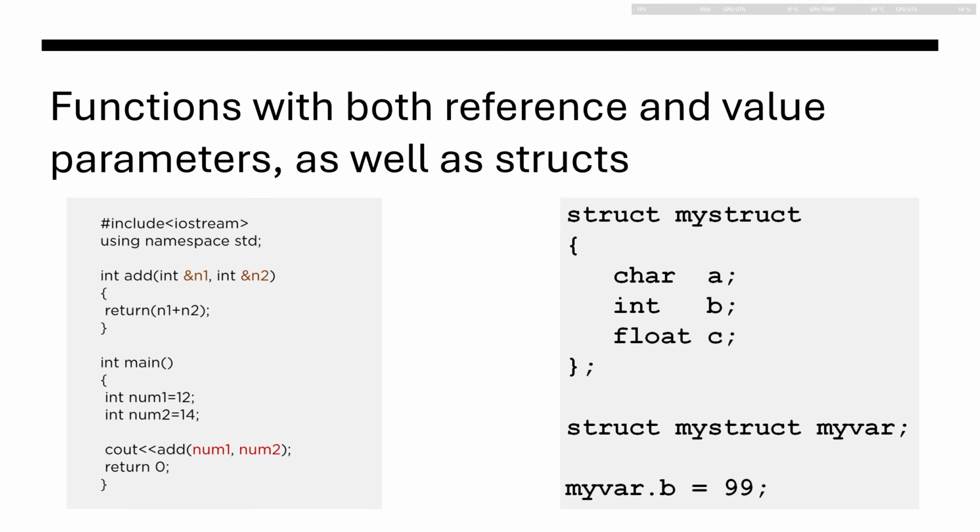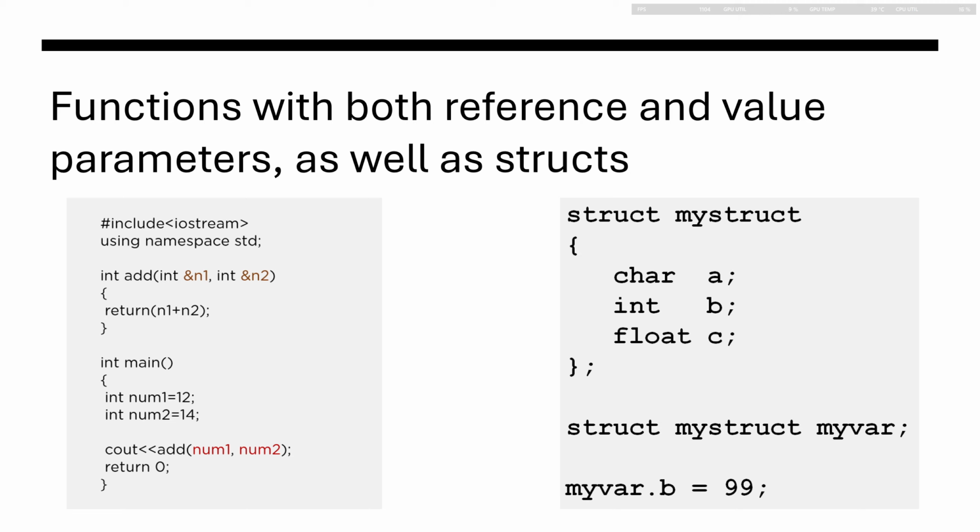You learn about functions with both reference and value parameters, as well as structs. Okay, so on the left you'll see two types of functions. Is there two types? No, I think this is just one type. Okay, just one type of function.